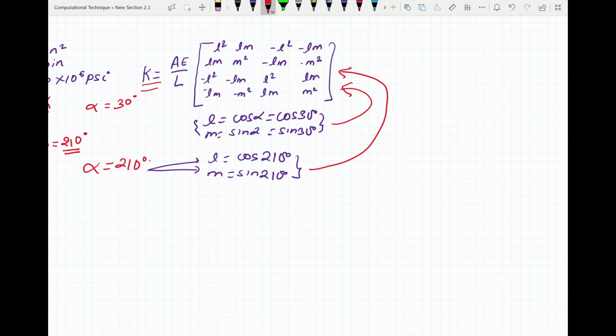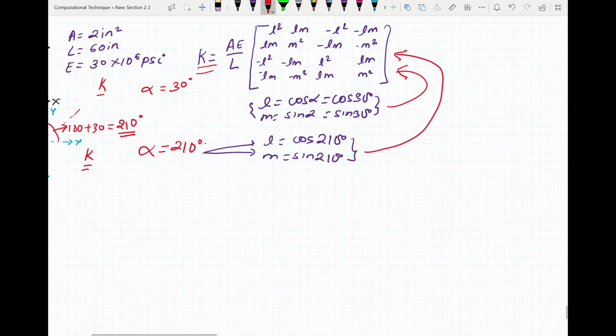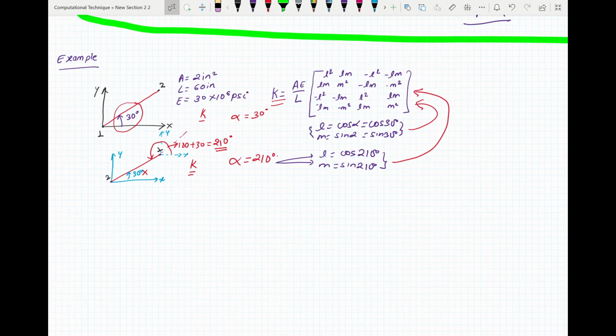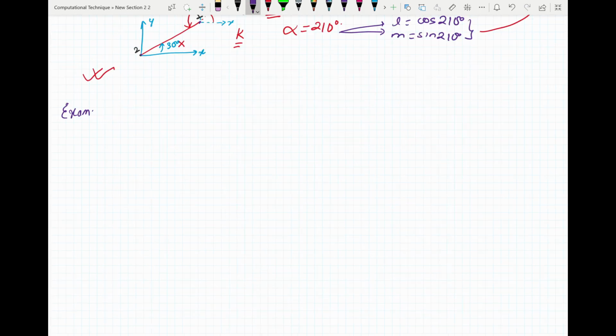You'll find that the matrices will be different. This is just to show the importance of the sign convention, because we derive formulas based on a certain standard orientation. You can try this and find the values.